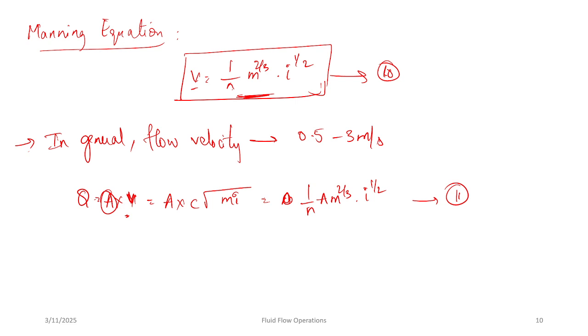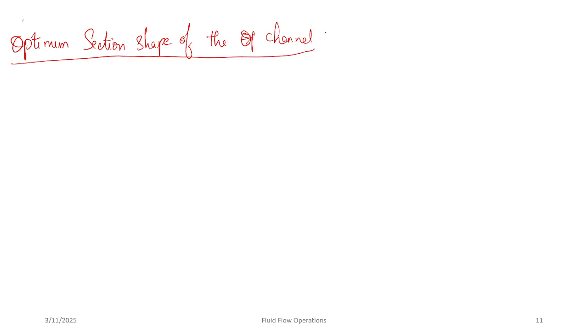So let's also look at optimum section shape for an open channel. So we already assume the area of section to be A, right? So let's also consider the same thing here. Cross section area as A.